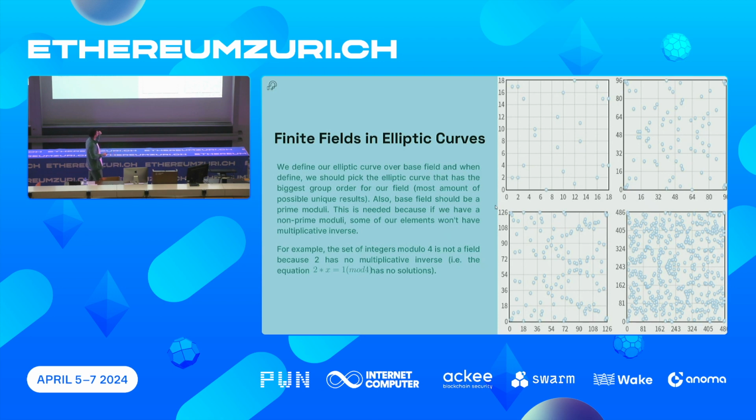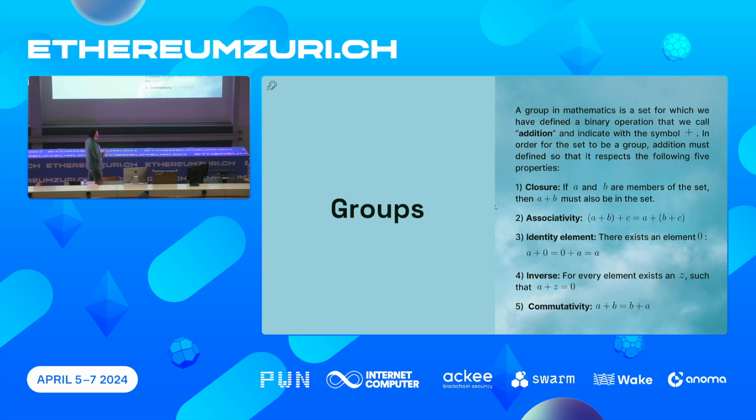Yeah, these points are our results on the elliptic curve, and if we pick them as a set, we will get a group, if it satisfies these five properties. So what's a group? Yeah, it has only one binary operator, which we call addition.